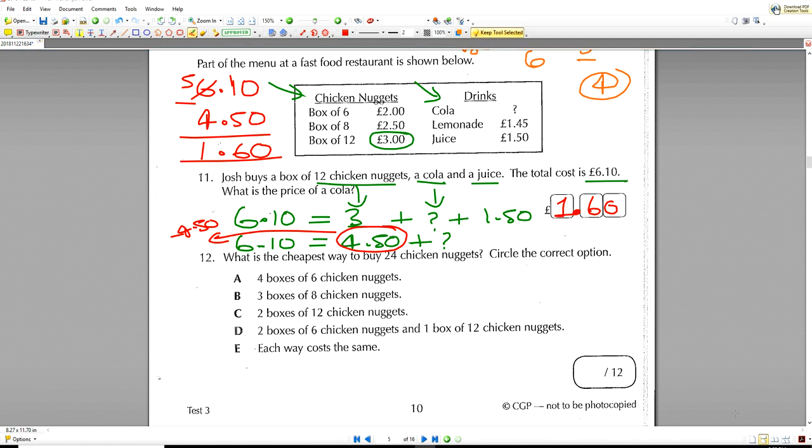Okay, question number 12. What is the cheapest way to buy 24 chicken nuggets? Circle the correct option. Now, if you want to buy 24 chicken nuggets, you could buy the 12 box times by two of those. That'll give you £3 a box, so 2 boxes, so that'll be £6.